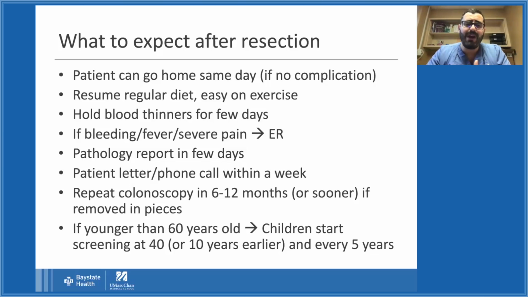When to repeat the colonoscopy? We have to repeat the colonoscopy in 6 months if we did EMR. At least that's my practice. Or 12 months if I did an ESD. Okay.